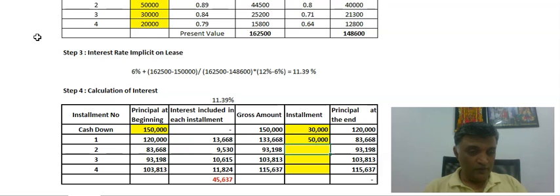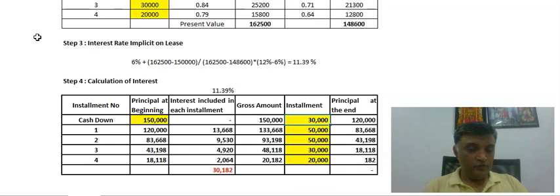Again, you pay another 50,000, right? Okay, so the third installment is again 30,000. And then finally, you have to pay 20,000. Right, so these numbers are given to you. The ones which are highlighted in yellow are the ones which are already given to us in the problem. And 11.39 is the data which we actually found out from step number 3.